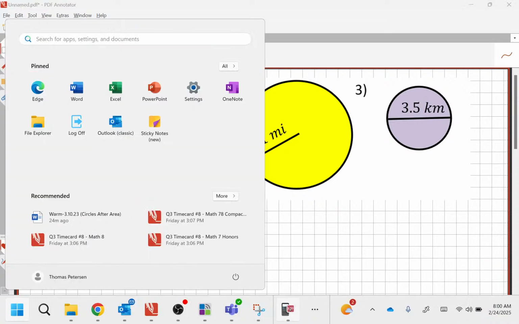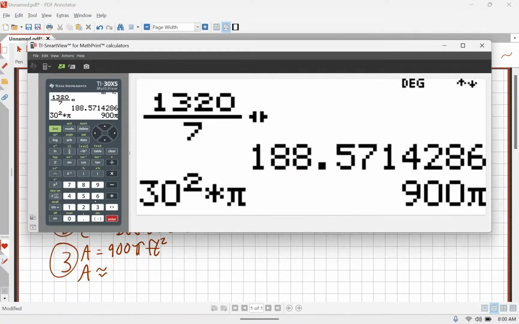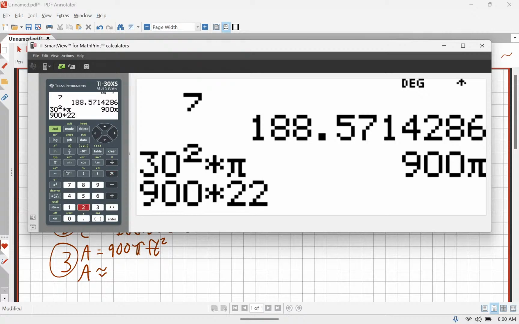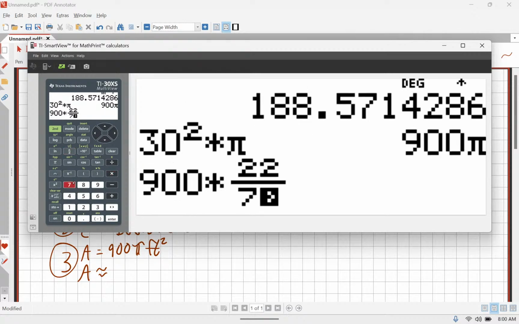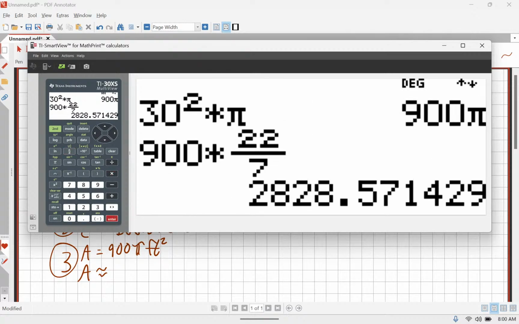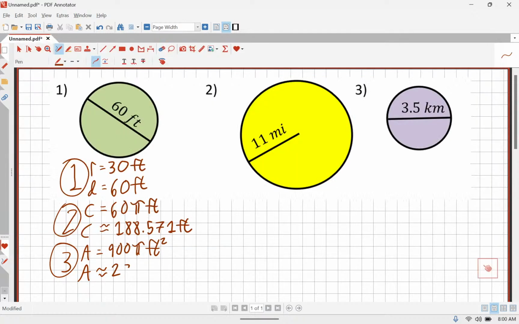And then we're going to go to the area approximately. So we're going to do 900 times 22 sevenths. 2,828.571 feet squared. How many of us are feeling just fine and dandy about those? You guys doing okay out there? Great, because that's exactly what your skill check's going to look like for your levels 1 through 3.